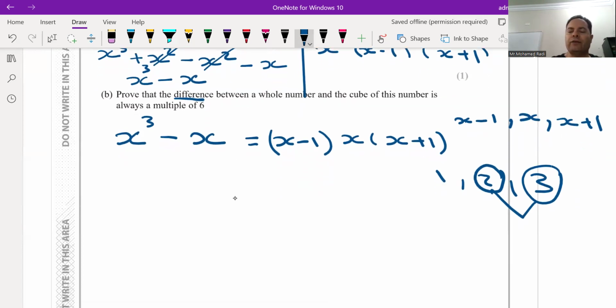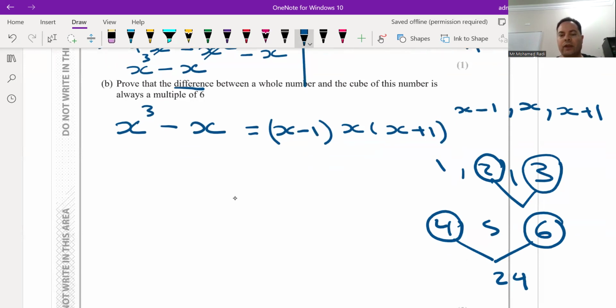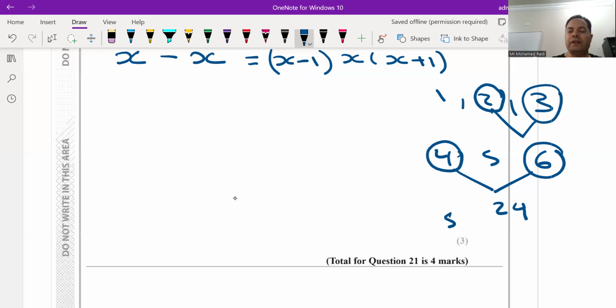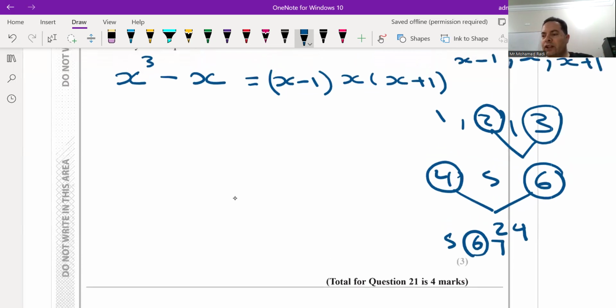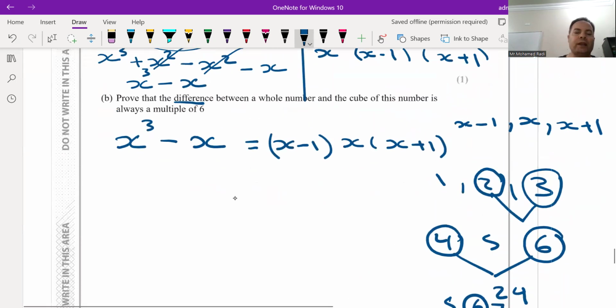If we write 4, 5, 6, at least one is even and at least one is a multiple of 3, so their product will be 24, divisible by 6. If we take 5, 6, and 7, at least one is even and at least one is divisible by 3, so again the product is divisible by 6. So how do we write the answer to this question?